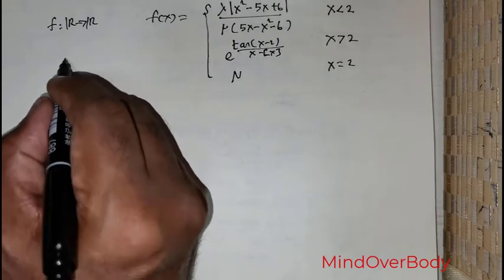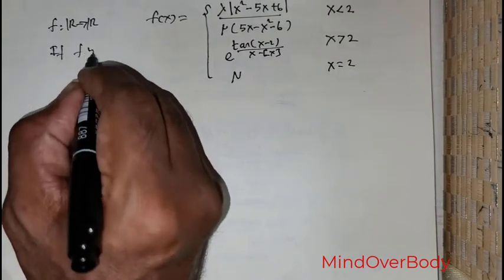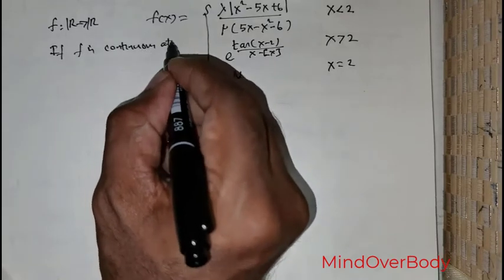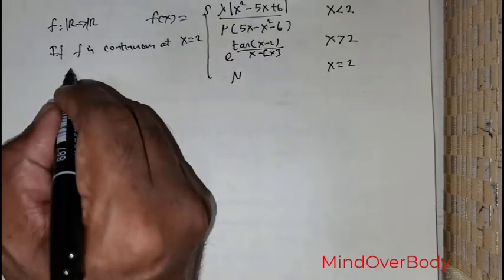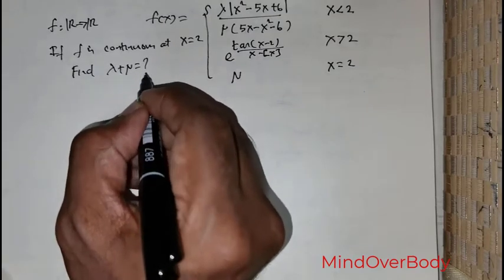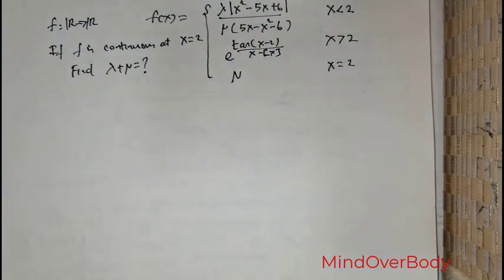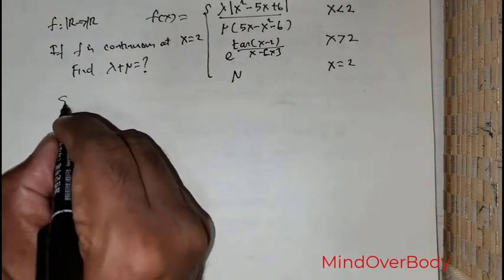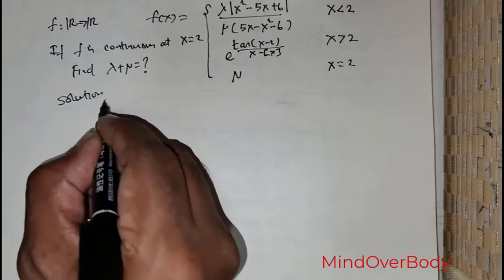Now, if f is continuous at x equal to 2, we are expected to find lambda plus mu. What exactly is that value? So that is the requirement. So let me start the solution as follows.